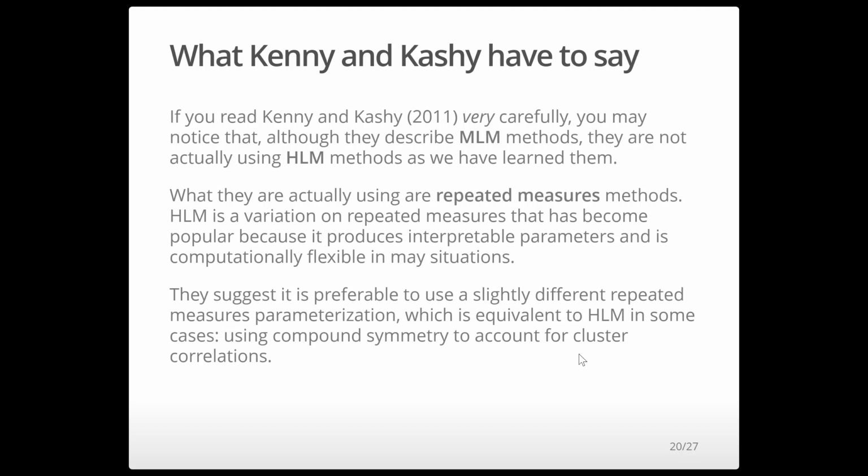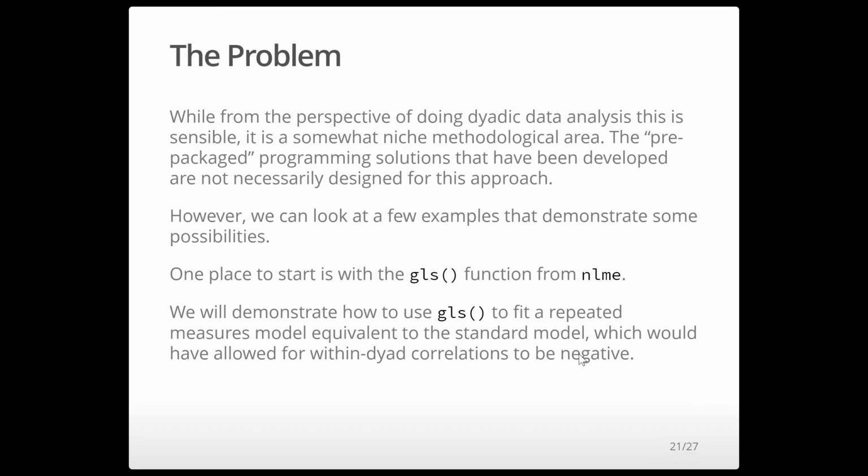But Kenny and Kashy suggested that we don't use HLM for dyadic data specifically for this reason, because it makes it impossible to capture potential negative within-cluster correlations. And so they use something else called compound symmetry to account for the cluster correlations. And so this is an alternative technique that can be applied, and actually in cases where the within-cluster correlations are positive, in some cases it produces an equivalent model to the HLM models that we've looked at, but it's parameterized a little bit differently.